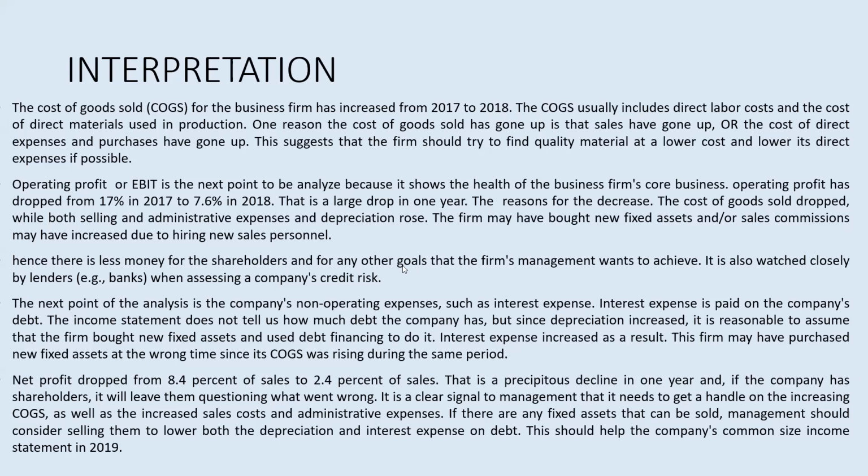Then there is less money for the shareholders or any other goals that the firm management want to achieve. Why? Because this operating profit has been reduced. It is also watched closely by lenders when assessing the company's credit risk. So if the operating profit is low, which means the company is unable to manage its business.